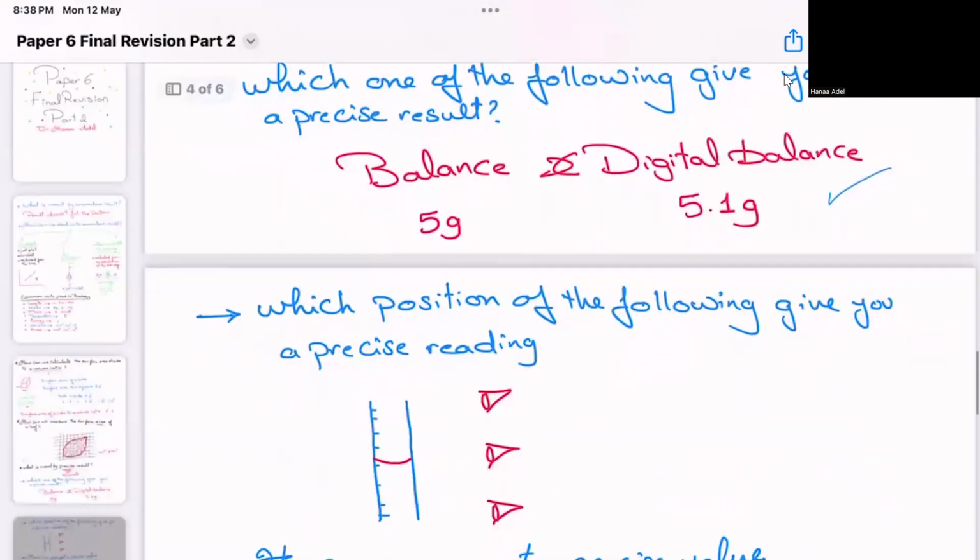Next question, which position of the following gives you a precise reading? So if we have to see the meniscus of a solution horizontally, and read the bottom of the meniscus, the lower part of the meniscus, this gives us the precise result. This position is wrong, this position is wrong, and the above level is wrong. So the lower part of the meniscus.